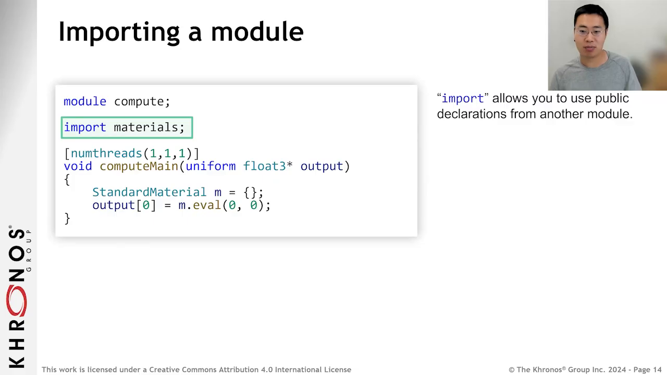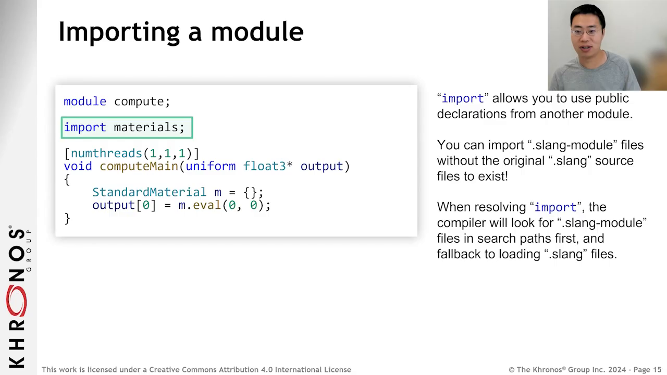So by importing this material module, I can use any public types and functions in that module as if they're defined in the same file. So in this code, I'm using the standard material type, which is defined in that materials module. And one detail here is that you can import a module in its binary form, and the .slang file that implements the materials module does not even need to exist when you compile this compute module.